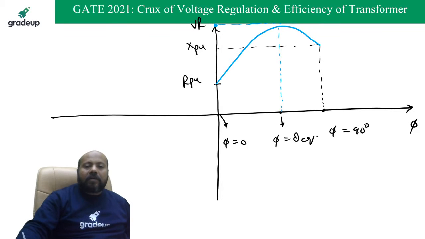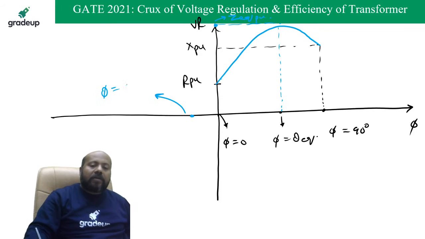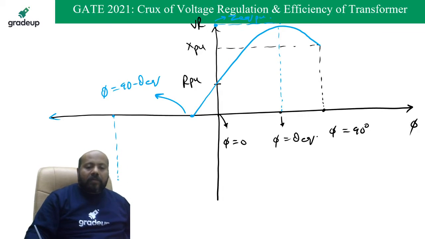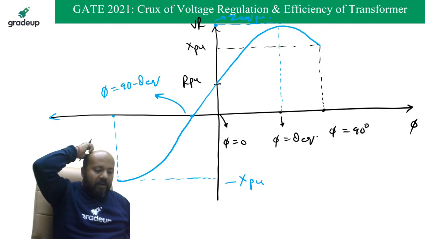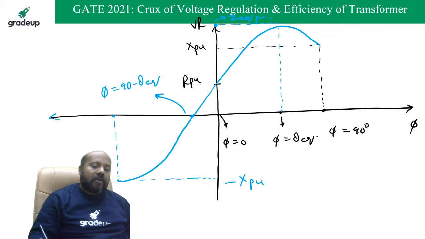What is the value of this? This point is Z equivalent per unit. This is the maximum value of voltage regulation. Voltage regulation is going to be 0 for phi is equal to 90 minus theta equivalent for leading load conditions. So the curve is going to pass here. And if you put phi is equal to minus 90, we will be getting the voltage regulation as minus X per unit. So this is the complete variation of the voltage regulation for both lagging and leading load conditions.